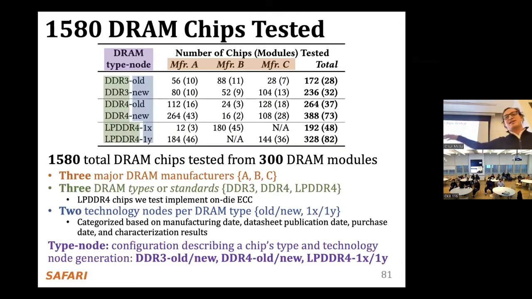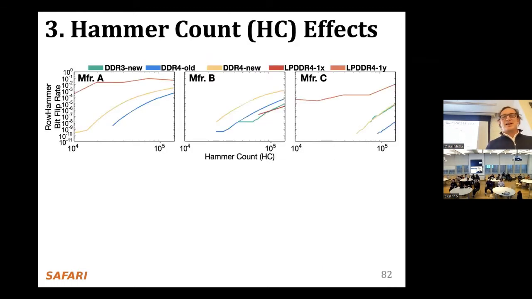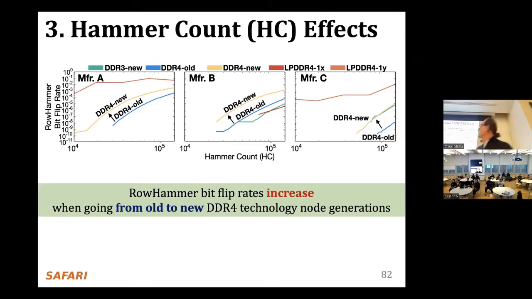These are the types of DRAM that we tested. We built a lot of infrastructure for this paper. And this is one of the things that we measured. This is the hammer count on the x-axis for 3 different manufacturers, and these are different devices. On the y-axis, you have the RowHammer bit flip rate, so lower is better. If you go from old DDR4 devices to new DDR4 devices, you get bit flips earlier, at smaller hammer counts, and you get higher bit error rates.